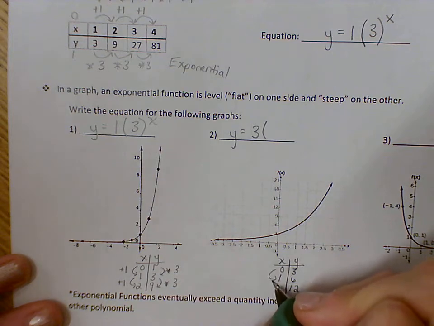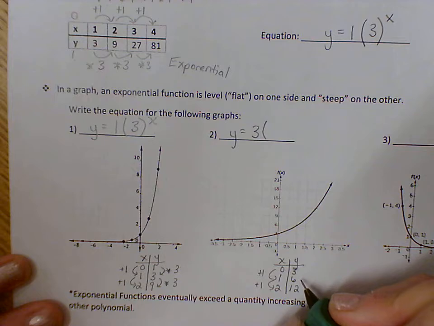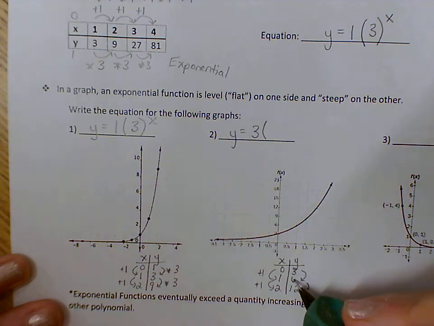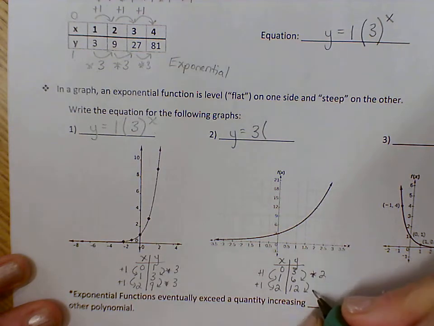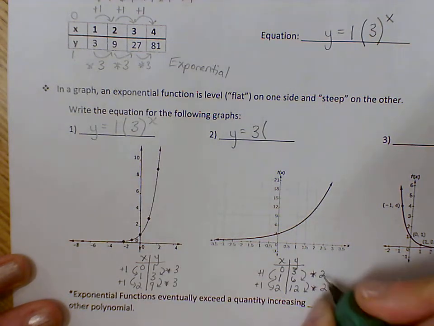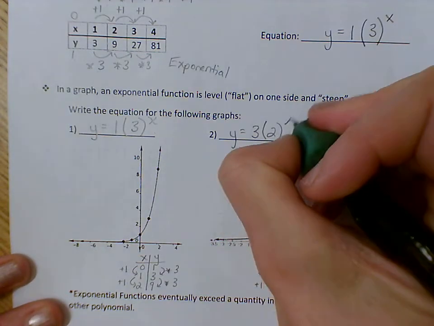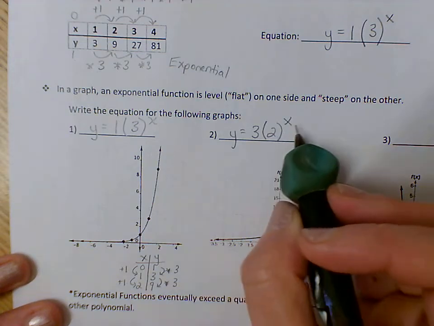So my x values are increasing by 1. So that means that whatever the common factor is, I can go ahead and plug in. I don't have to do any extra work. So what am I multiplying by to go from 3 to 6, 6 to 12? Well, in this one, I'm multiplying by 2. And so that is my factor, which goes right there. So the equation for that one, I'm starting at 3, and it's doubling each time.